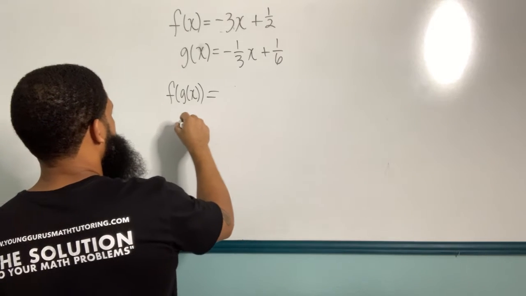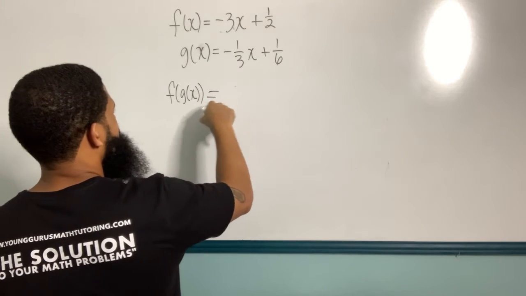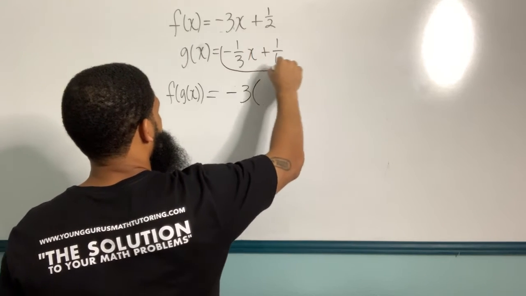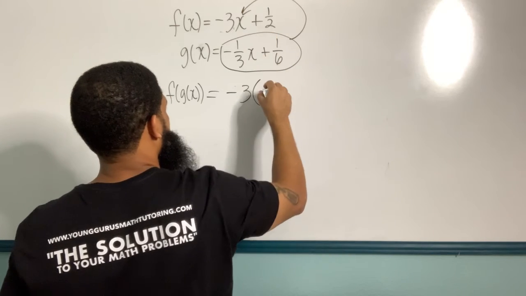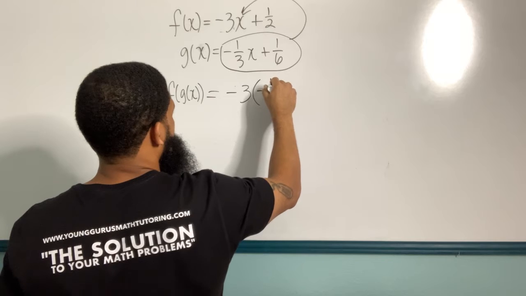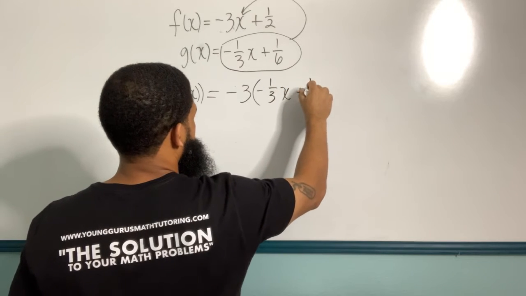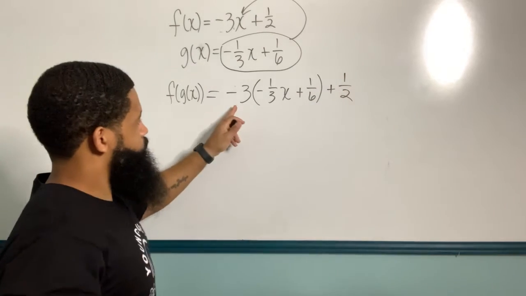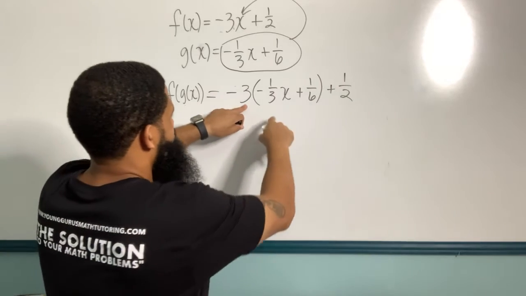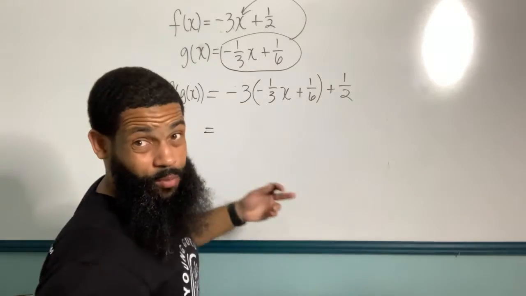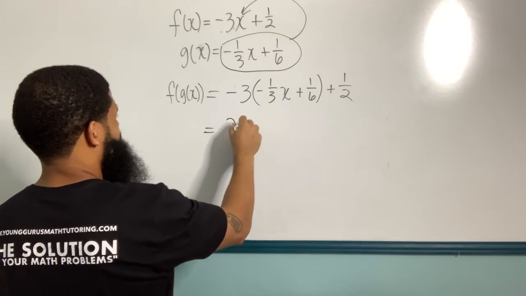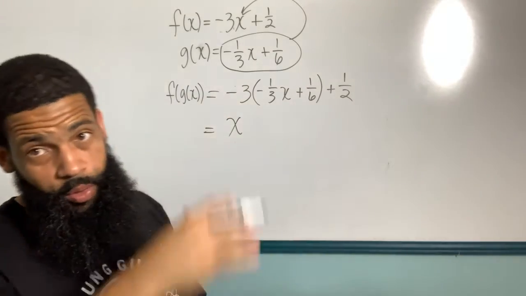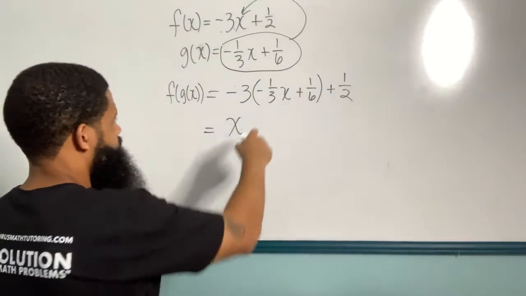So what I want to do is say f of g of x is equal to -3. Remember, I'm going to take this whole function and plug it in here. So times negative 1/3 x plus 1/6, and then bring down the plus 1/2. All right. So distributive property first. Negative 3 times negative 1/3 is positive. It's going to give you positive x, because the negative times the negative is a positive, and 3 times 1/3, the 3's will cancel out, leaving you with 1x.